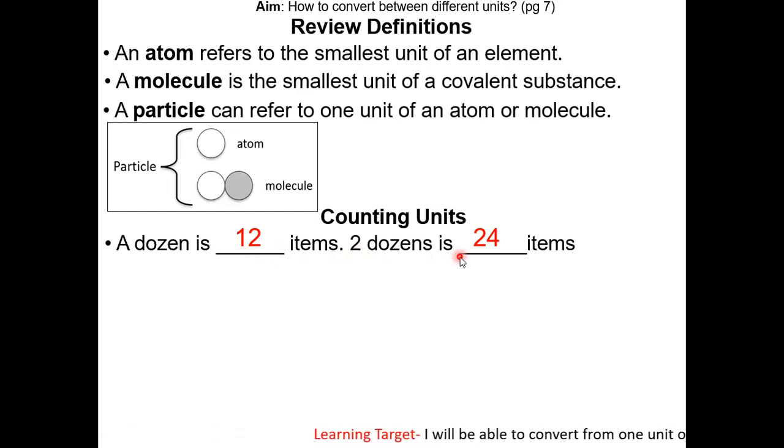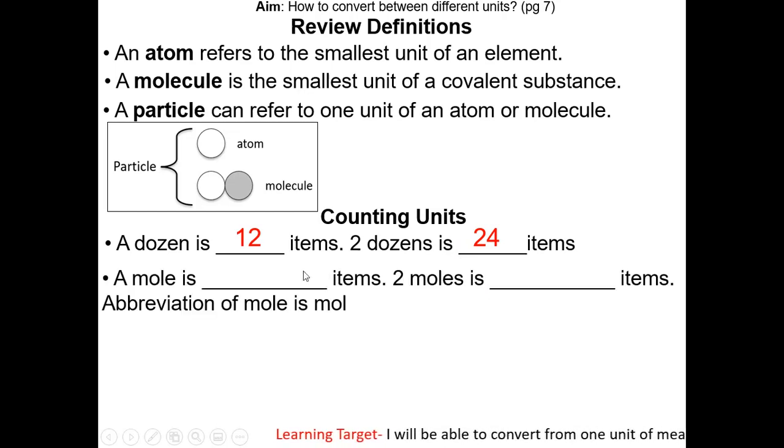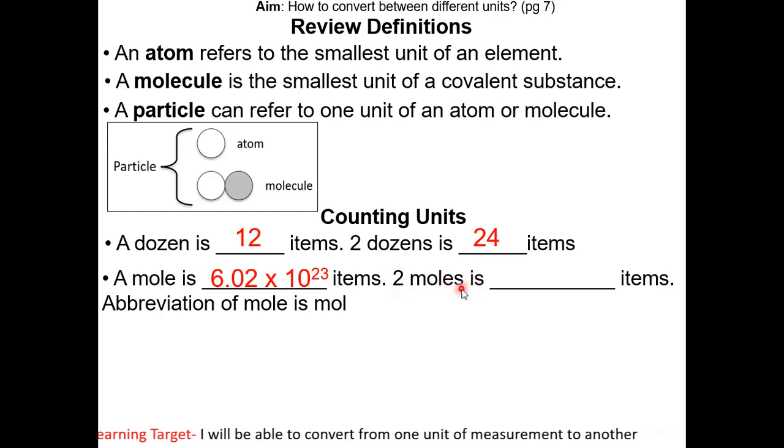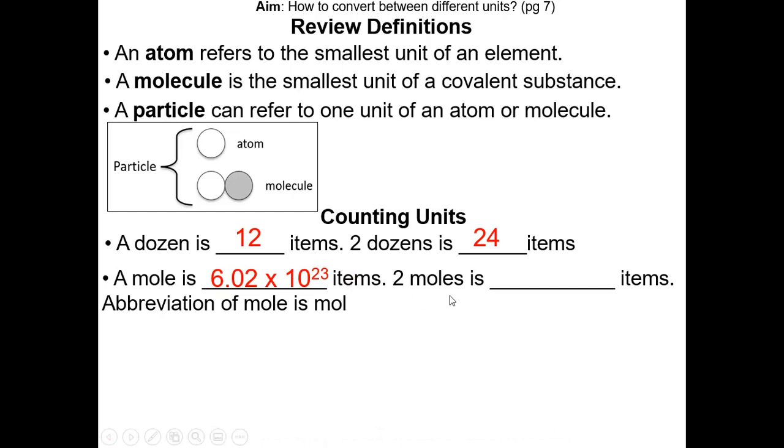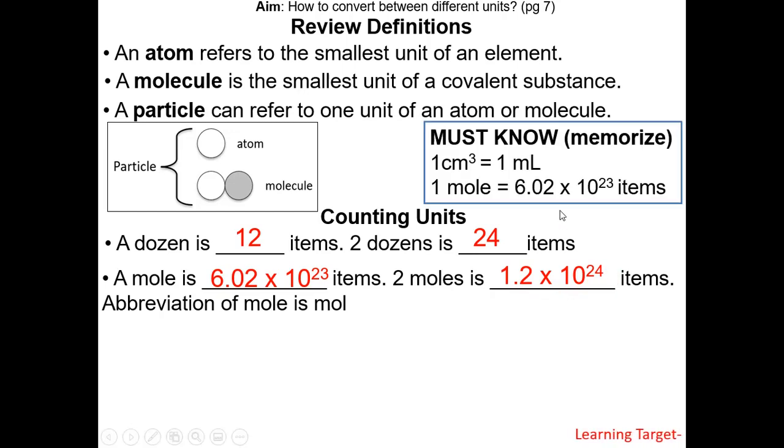Now I'm going to introduce you to a new counting unit, which is the mole. A mole is 6.02 times 10 to the 23rd items. So a mole is used the same way as a dozen, okay? So if I have 2 moles, that basically is 2 times 6.02 times 10 to the 23rd. If you plug into your scientific calculator, that is 1.2 times 10 to the 24. So you have to memorize what a mole equals, which is 6.02 times 10 to the 23rd, because it's not on the reference table.